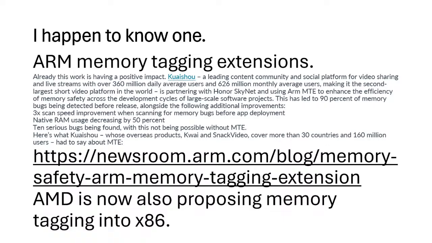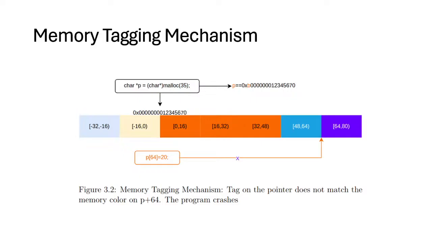Which is the successful story by ARM. And now even AMD is proposing memory tagging for x86 too. Which means it's becoming something like an industry standard, because it's proven to be very secure and a good solution. Although it cannot guarantee everything, it's much better than what we have today, which is nothing.